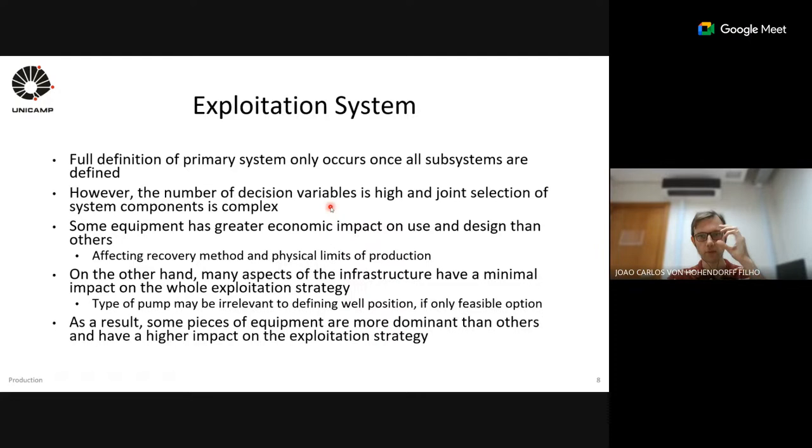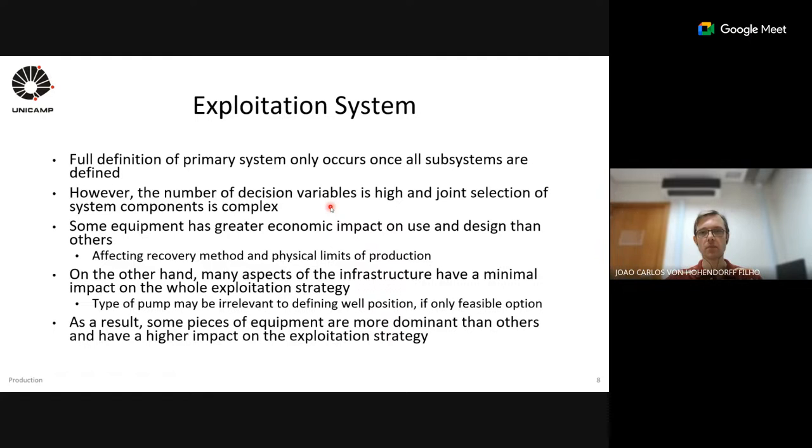In the companies, we have some screens, some methodologies to try to reduce this amount of options. Okay, it's very common. You have some filters, for example, the market cannot bring different kinds of platforms. We have a certain kind of platform available in the market, or the kind of pipe, or some different aspects that affect these variables.